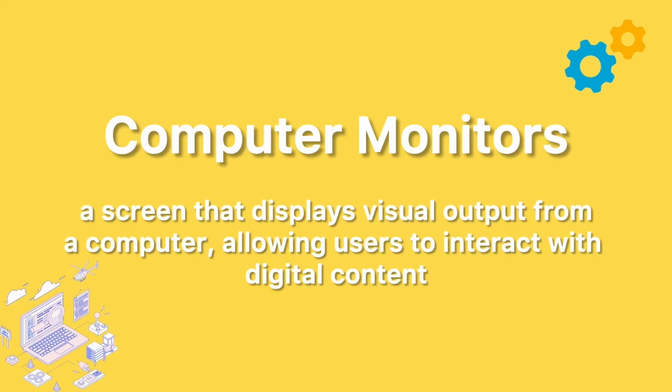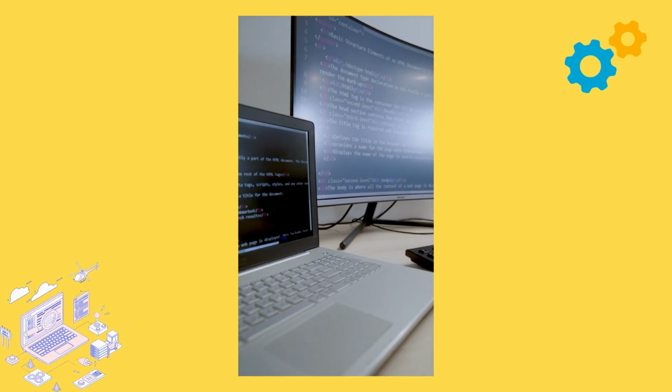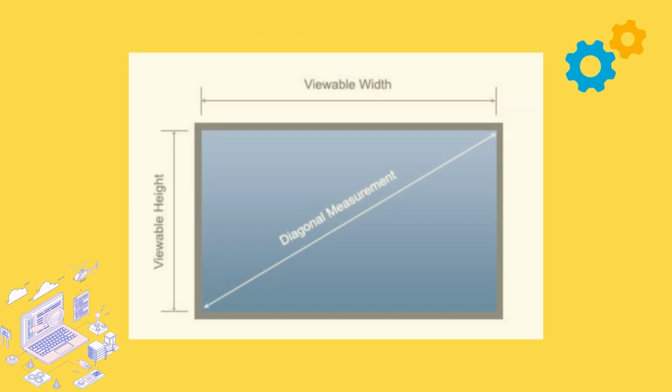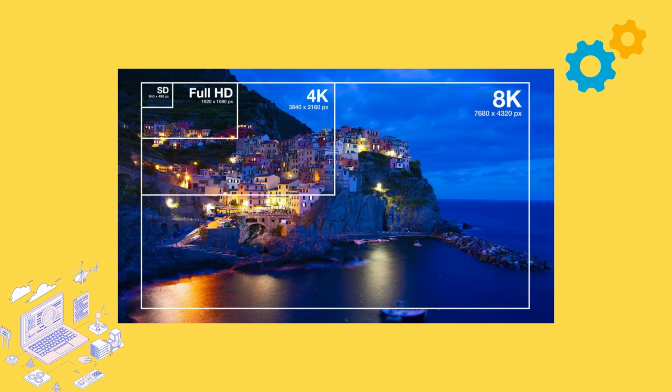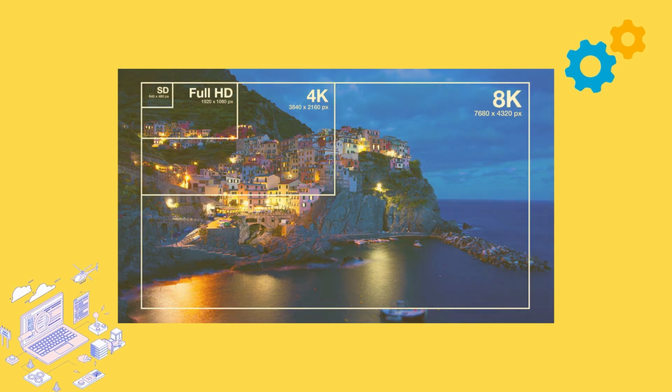A computer monitor is a screen that displays visual output from a computer, allowing users to interact with digital content. Modern monitors use technologies like LCD or LED to produce bright, clear images. They come in various sizes, typically measured in inches diagonally, and offer different resolutions, such as 1080p or 4K, which affect the clarity and detail of the images.